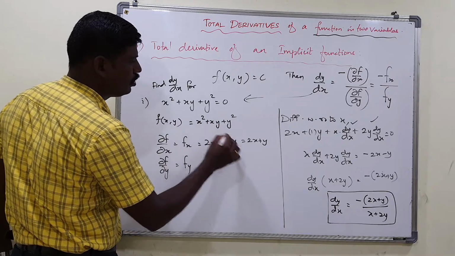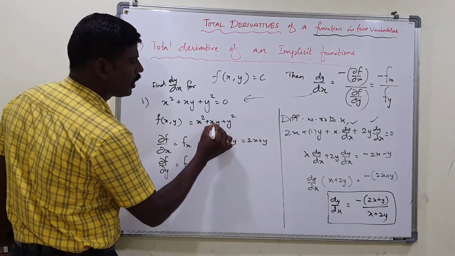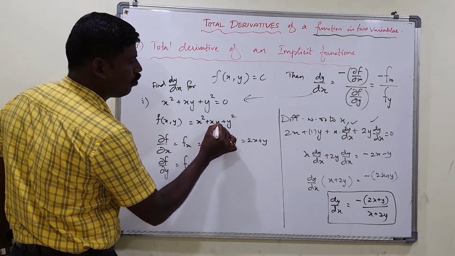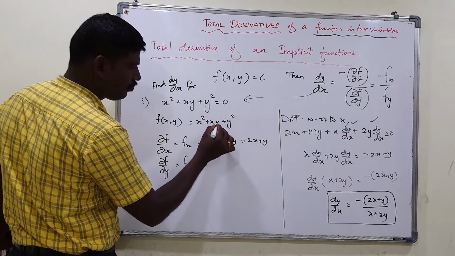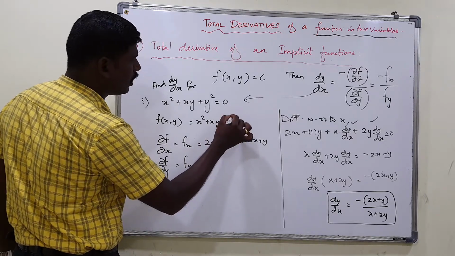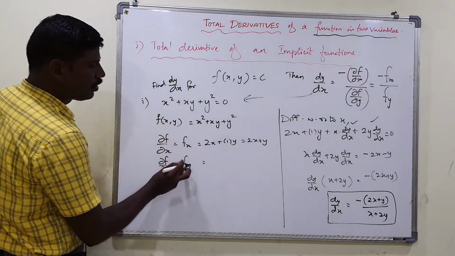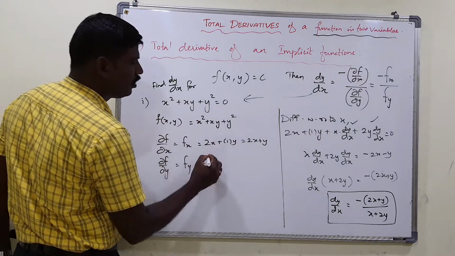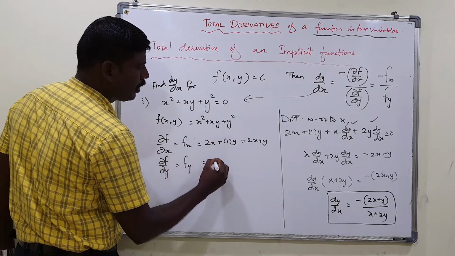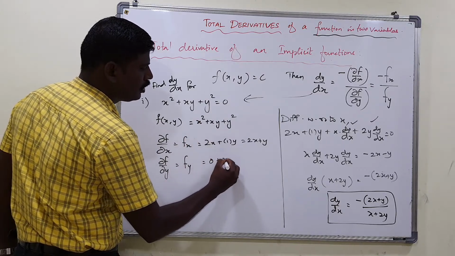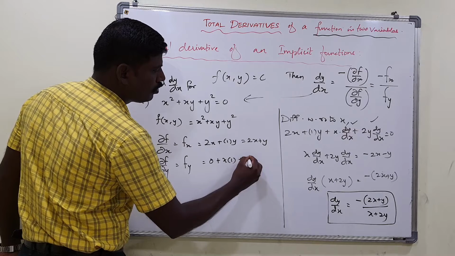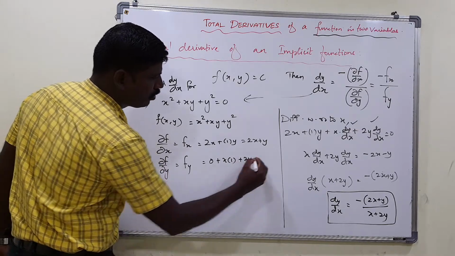So the first term becomes 0. Look at here, the second term is x, its derivative is 1, y stays the same. Then here the term is independent of x, so it will become 0. Same like that, here taking the partial derivative of f with respect to y. So the first term becomes 0, the second term becomes 0 plus x into y becomes 1, plus y square becomes 2y.